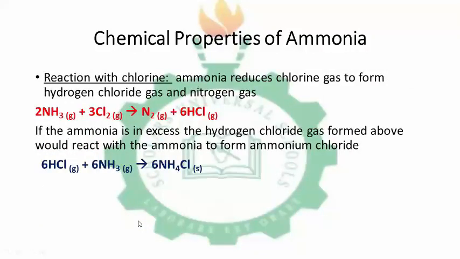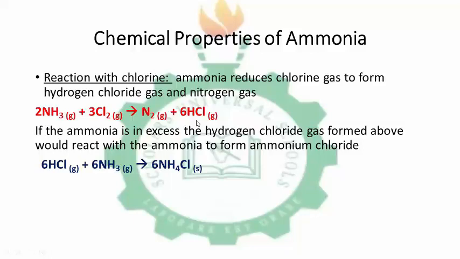Now, reaction with chlorine. Ammonia reduces chlorine gas to form the hydrogen chloride gas, and the ammonia gas is oxidized to nitrogen gas. That means ammonia behaves as a reducing agent when it reacts with chlorine gas to form the hydrogen chloride gas, and it is oxidized to form the nitrogen gas. Now, this is the ammonia gas reacting with the chlorine gas to form the nitrogen gas. That means the ammonia gas is being oxidized by the chlorine gas to form nitrogen gas, and the chlorine gas is reduced by ammonia to form the hydrogen chloride gas.